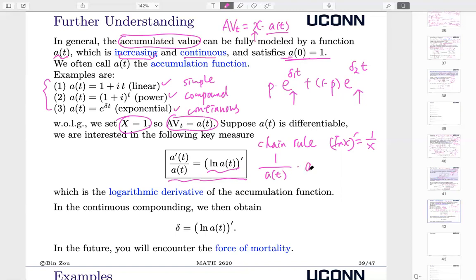Because of the chain rule, I also need to differentiate the inside function, which is a. A prime means the first derivative of function a. So we can easily see that when a is given in this form, a prime over a is nothing but the force of interest. That is why it is called the force of interest. If you study life contingency, you will know this is also called the force of mortality. But there, a is not the accumulation function. A is your survival function.